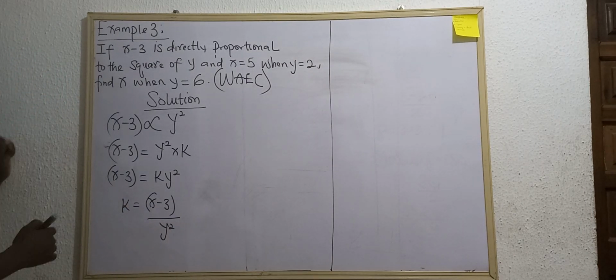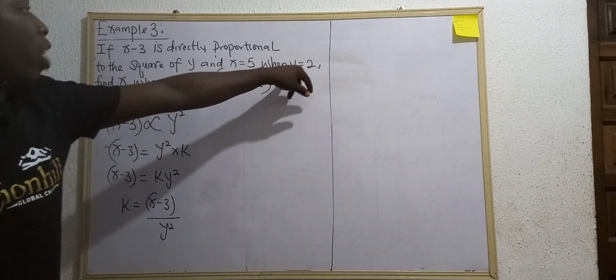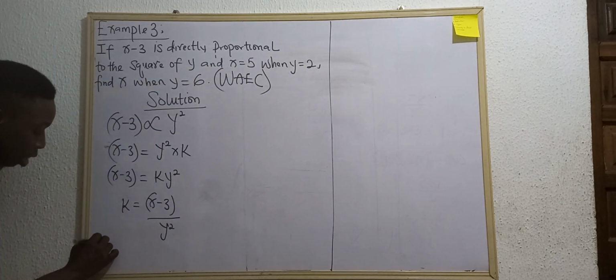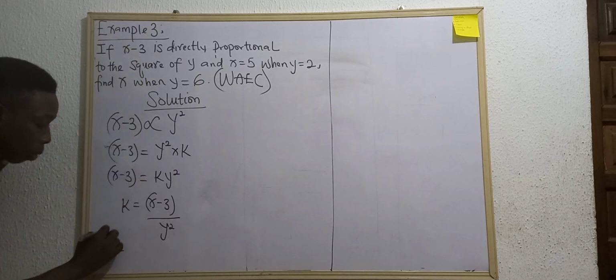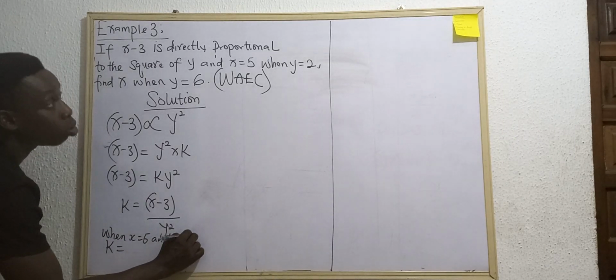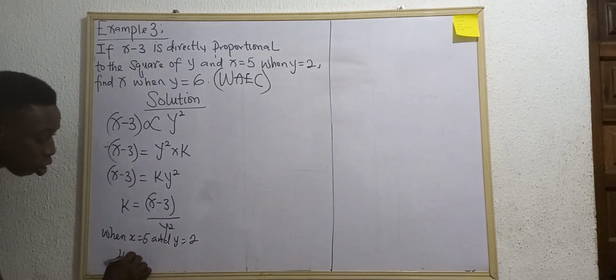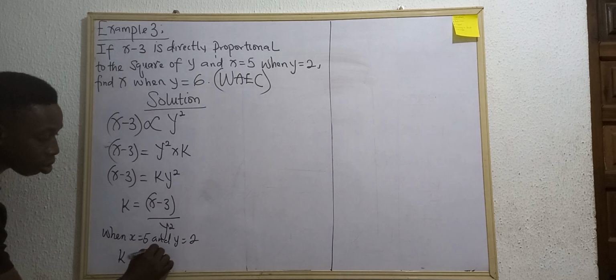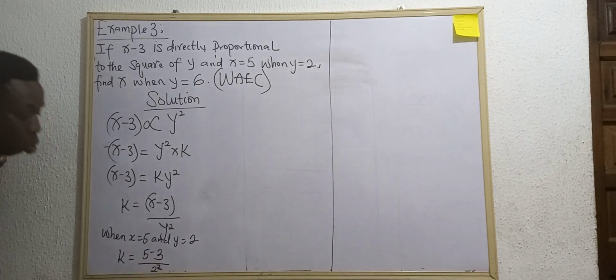Now let's substitute the values of x and y in the question. They said x equals 5 when y equals 2. So we substitute the values. When x equals 5 and y equals 2, that means k will be equals to 5 minus 3 over 2 raised to power 2.